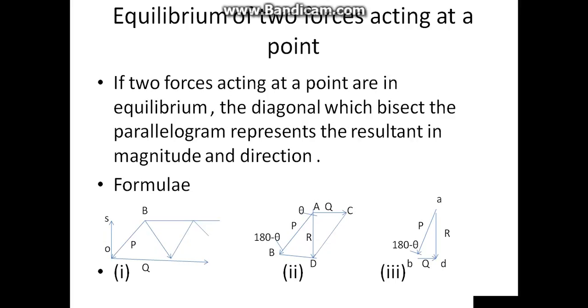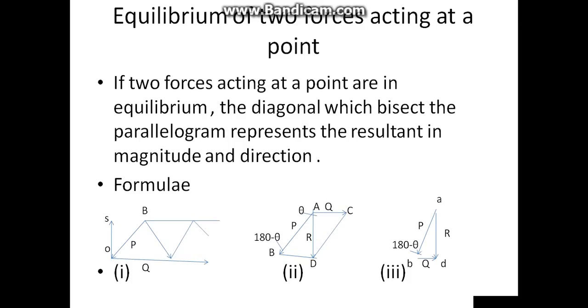A, B, D, C. The angle inside the parallelogram, ABC, is 180 minus theta, while the angle BAD is theta. The resultant of the parallelogram, which represents the magnitude and direction, is R.